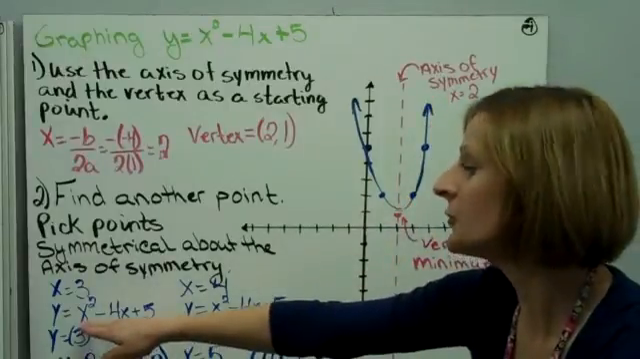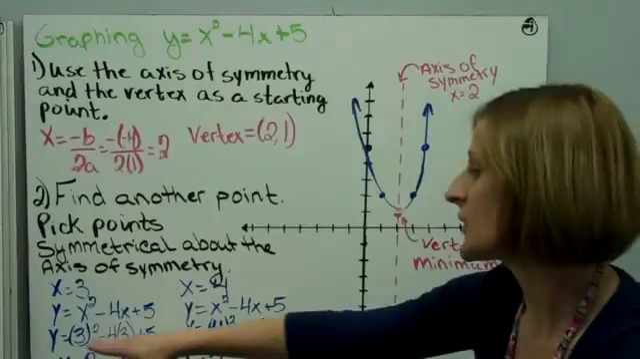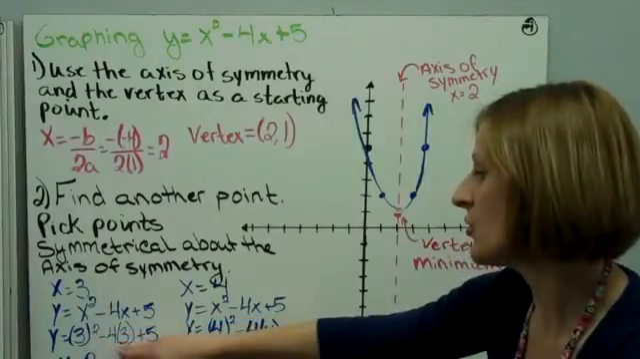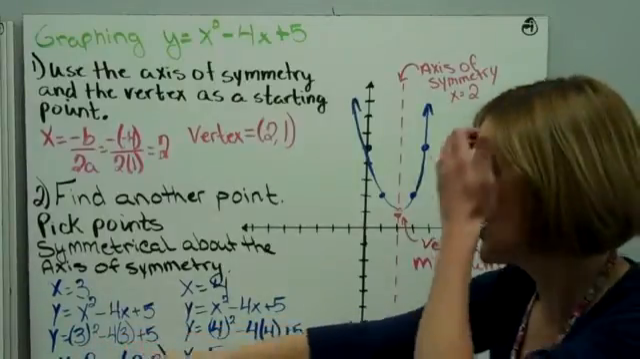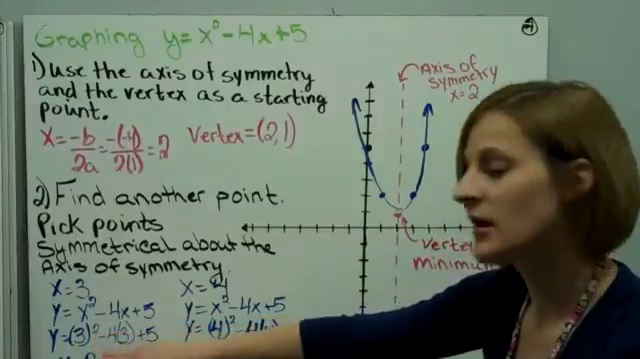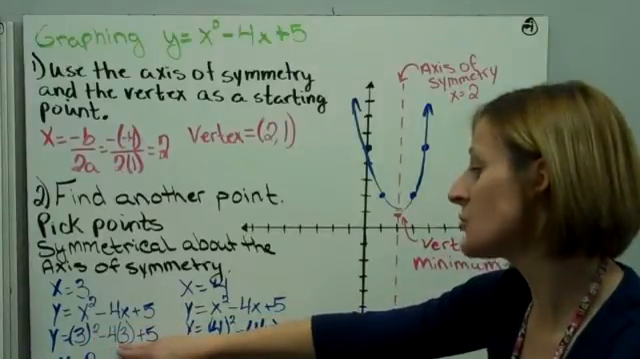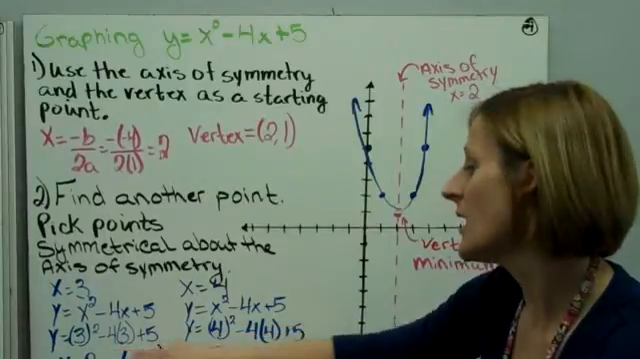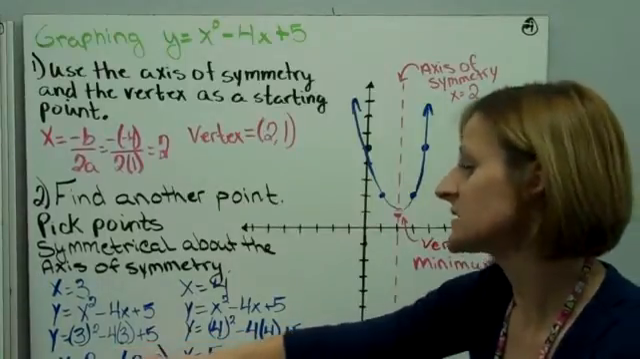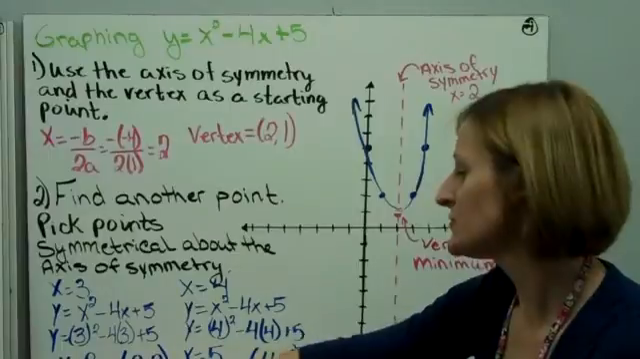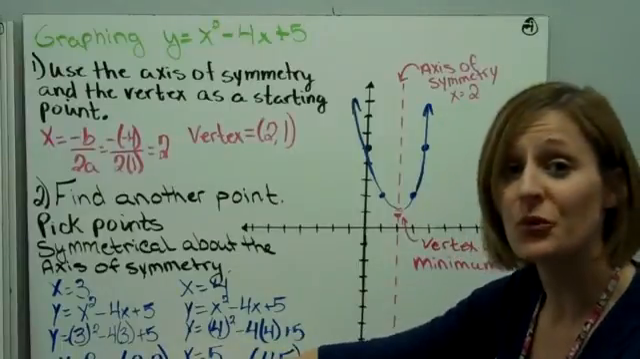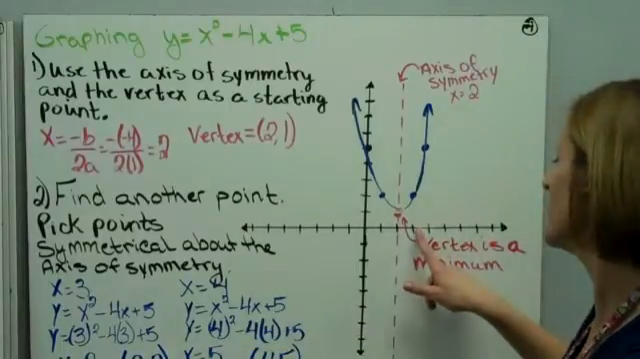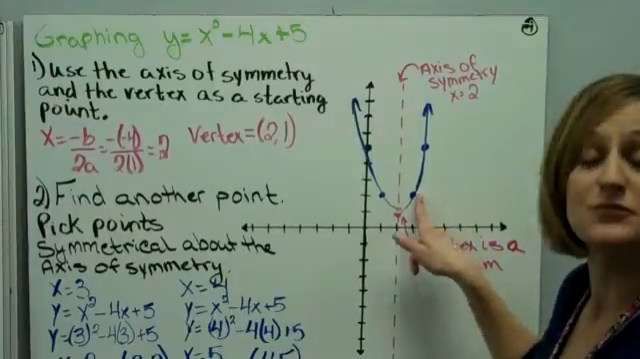So I plug in 3 for my x, so I get 3 squared minus 4 times 3 plus 5. 3 squared is 9. 4 times 3 is 12. So 9 minus 12 is negative 3. Plus 5 is going to give me 2. So my point's going to be 3, 2. So I go over here to 3 and up 2.